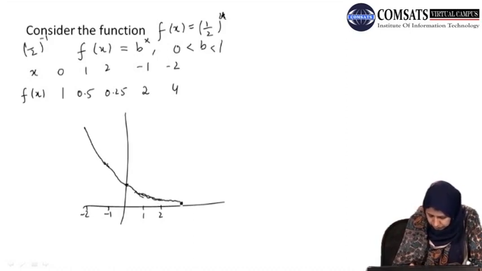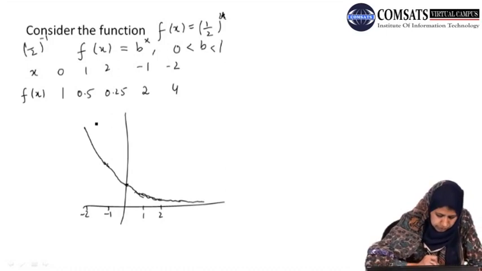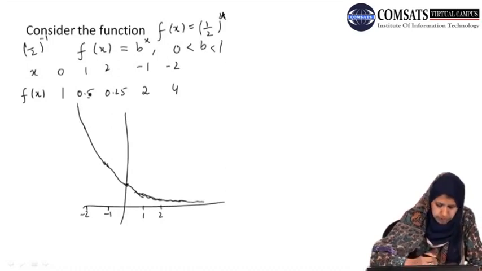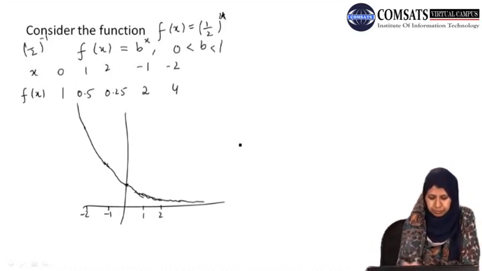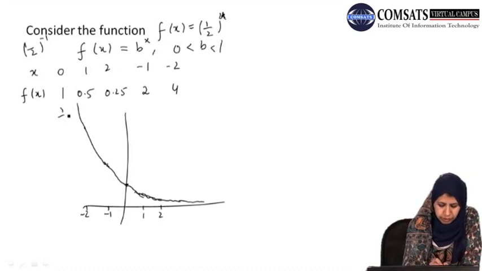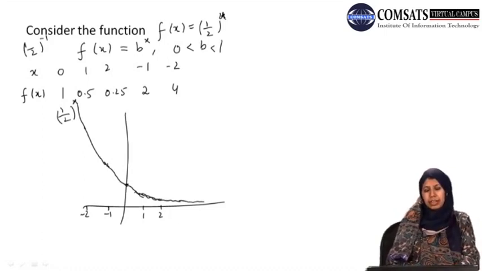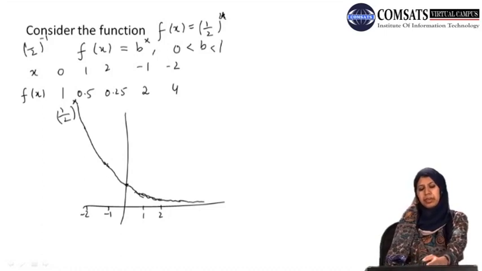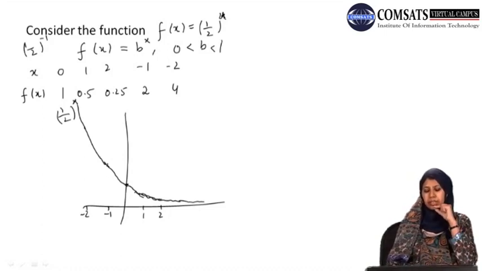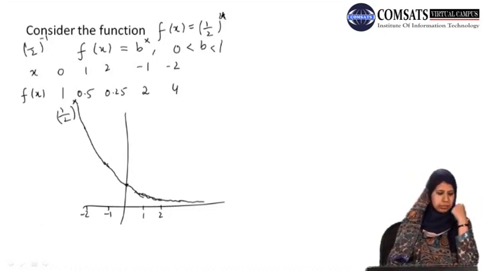And so on. This way, continuing in this way, and continuing in this way. So this is the graph of 1 by 2 to the power x. Now, does it look like the graph of b to the power x when b is greater than 1? Or anything else comes to mind?